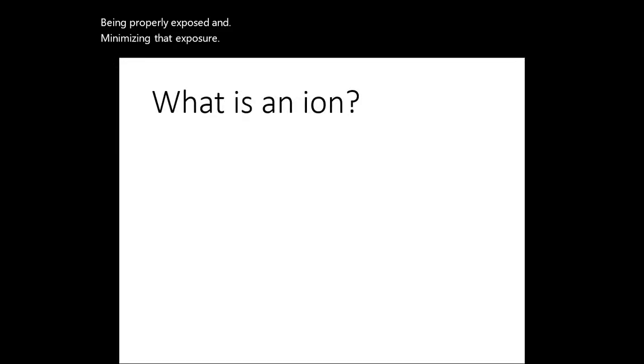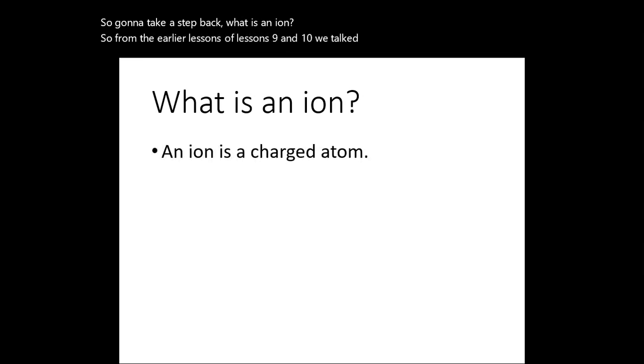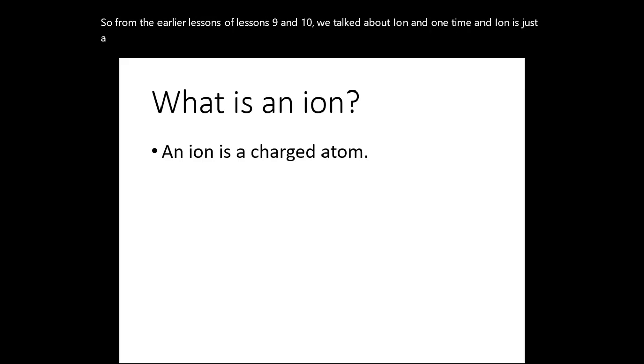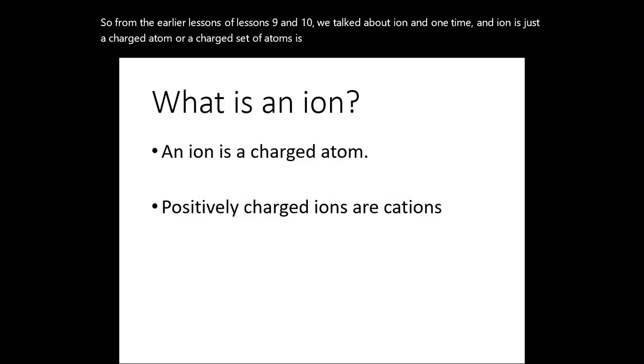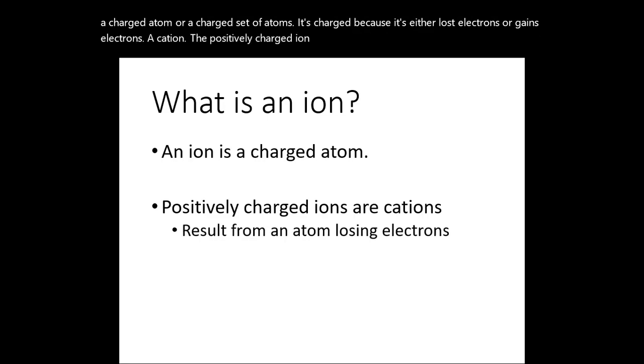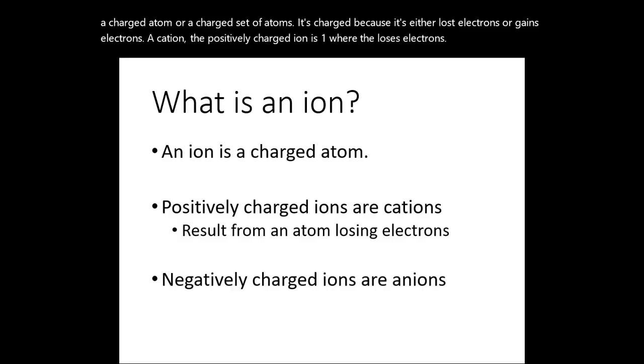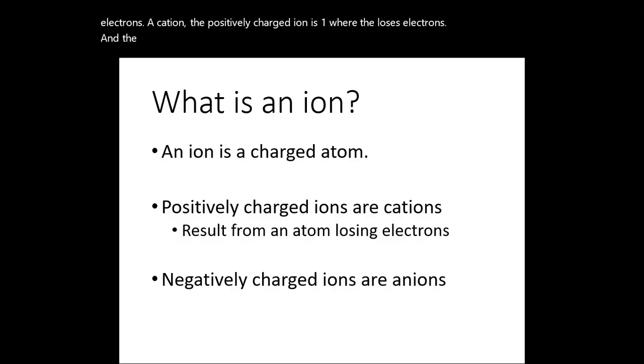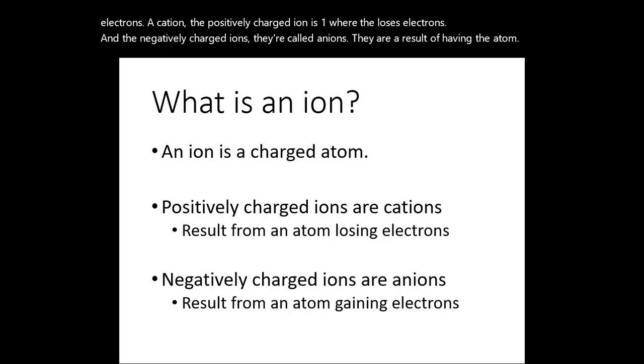So, I'm going to take a step back. What is an ion? From the earlier lessons, lessons 9 and 10, we talked about an ion. An ion is just a charged atom or a charged set of atoms. It's charged because it has either lost electrons or gained electrons. A cation, the positively charged ion, is one where the atom loses electrons. The negatively charged ions are called anions. They are a result of the atom gaining electrons.